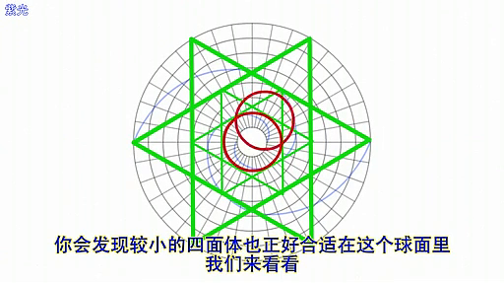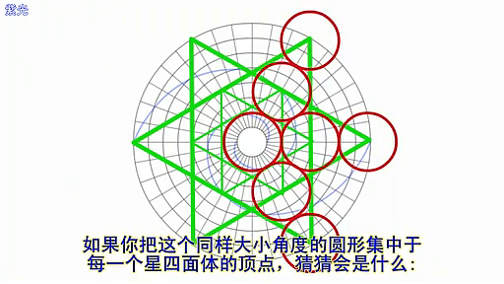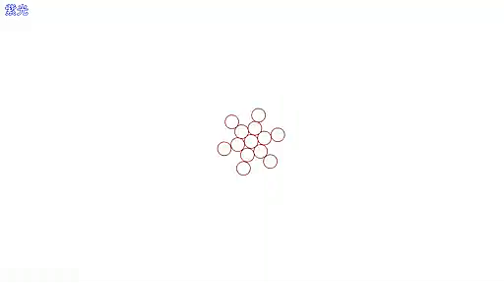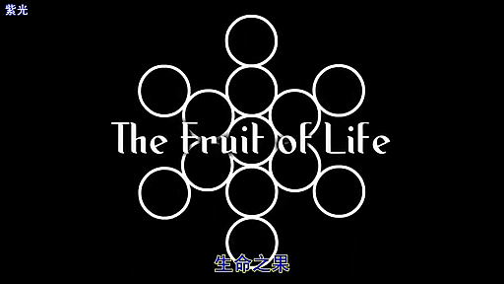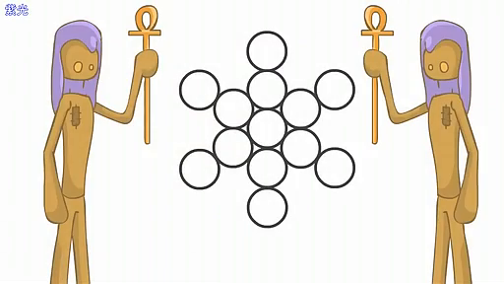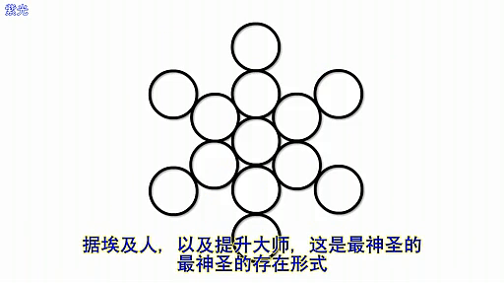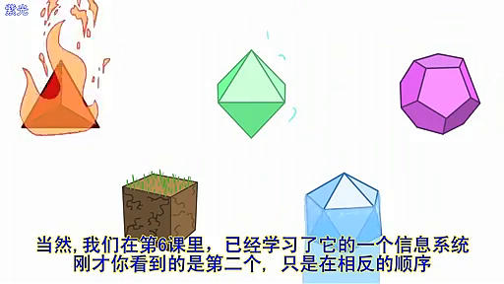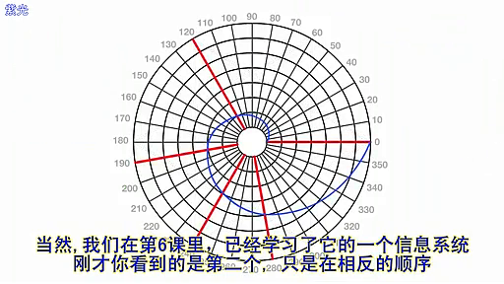Well, check this out. If you put this same size sphere centered on the point of every single star tetrahedral point, guess what suddenly reveals itself? Fruit of life. It's back! According to the Egyptians, as well as the Ascended Masters, this is one of the holiest, most sacred forms in existence. Of course, we already learned one of its informational systems in Lesson 6, and what you just saw was the second, only in reverse order.